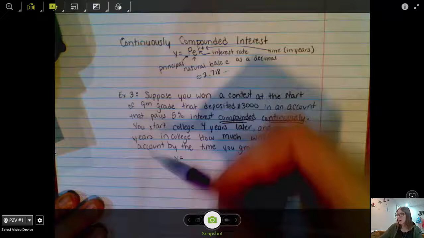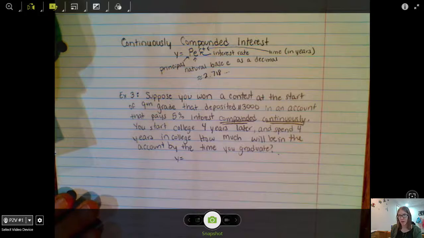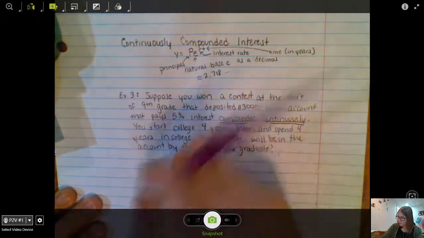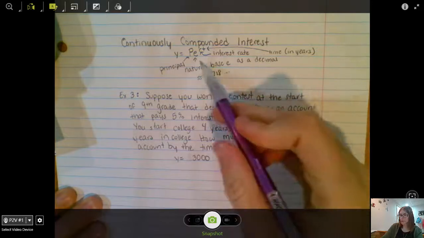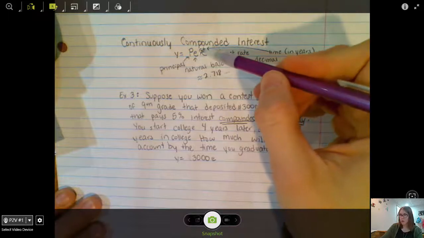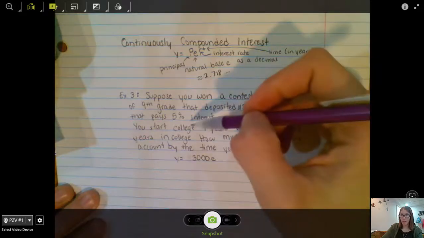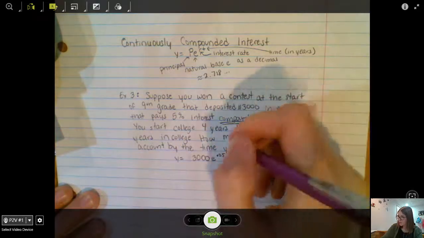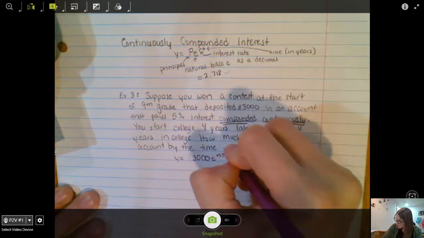Let's start off. y equals P. Principal, what is that going to be in this case? Well, principal's our starting amount, and that's $3,000 here. Times e, which is our number, to the RT power. R is our interest rate as a decimal, and we have 5% interest. 5% is 0.05, times T, our time in years. We have 8 years total.